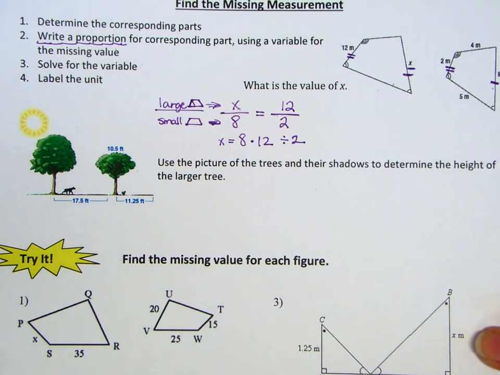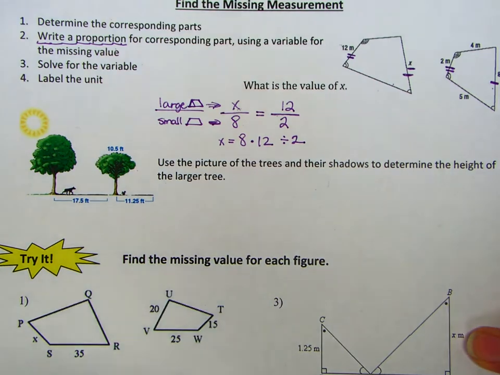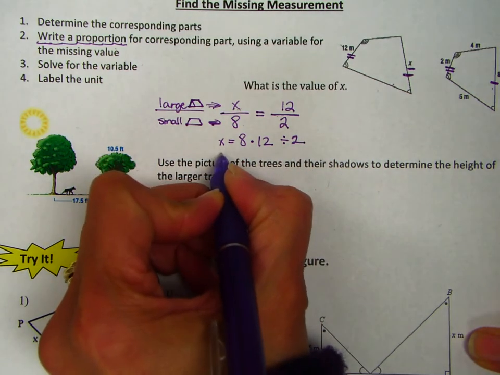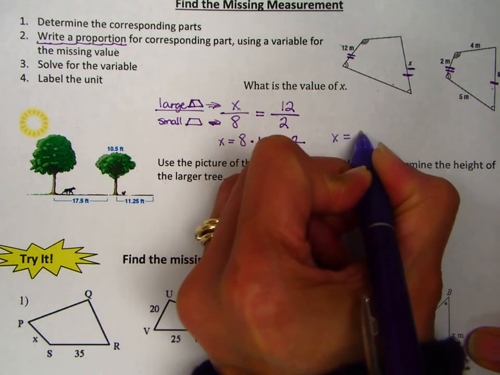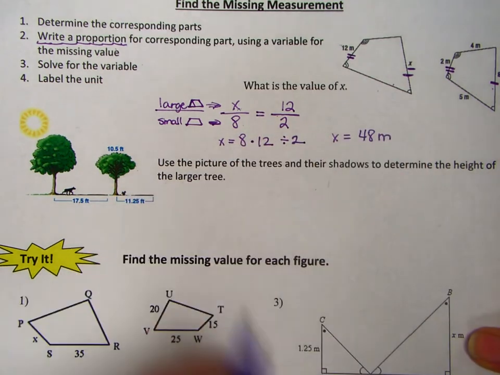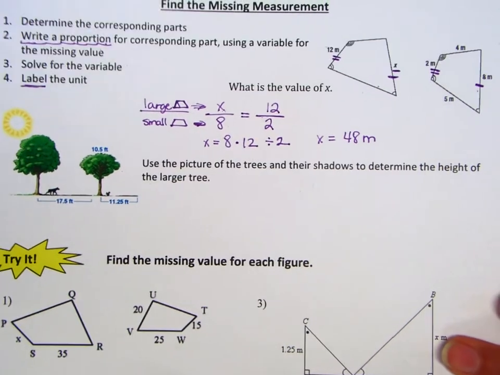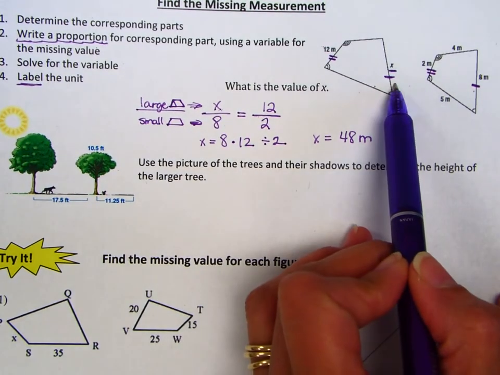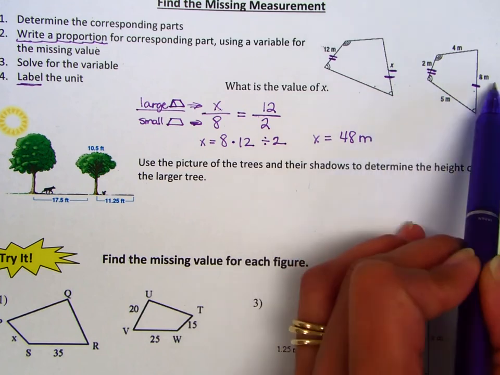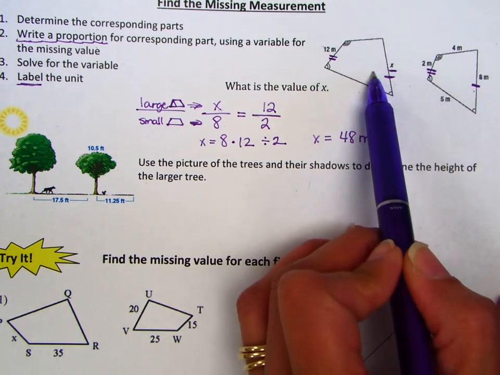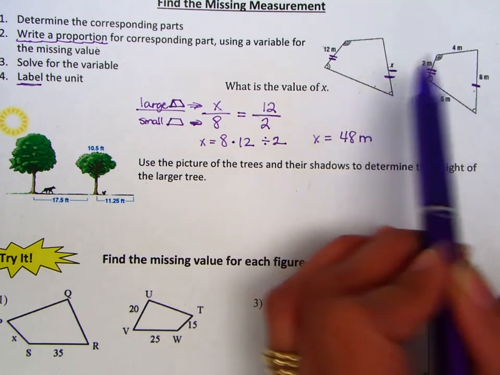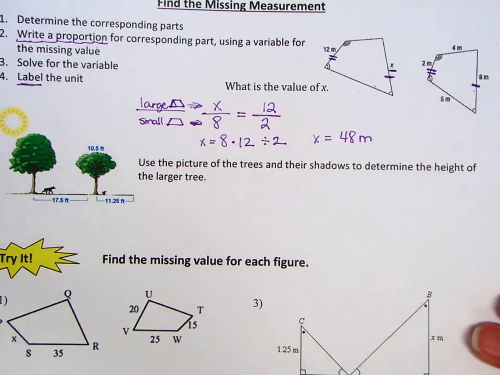And if you plug that in your calculator, you will find that the answer for that missing side is 48 meters. Don't forget your label. Okay, so that's 48 meters. Now, does that make sense? Well, we can check. This is smaller, this is larger. So I do have a measurement that is larger.